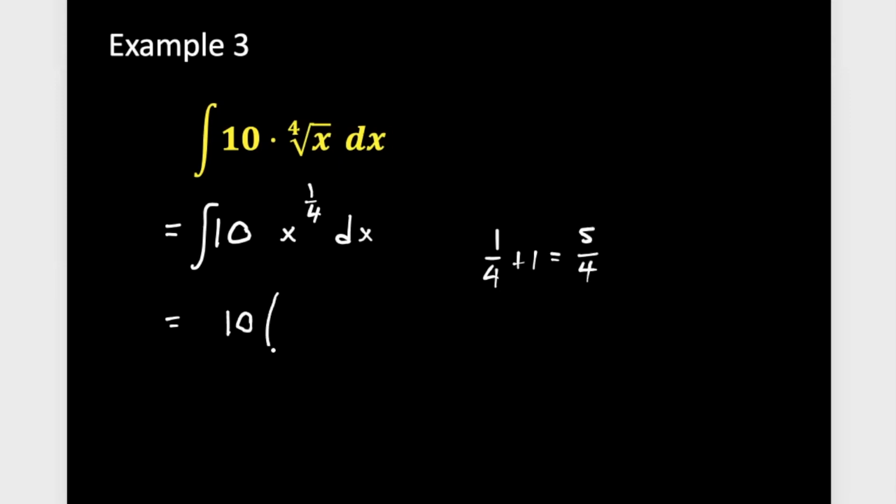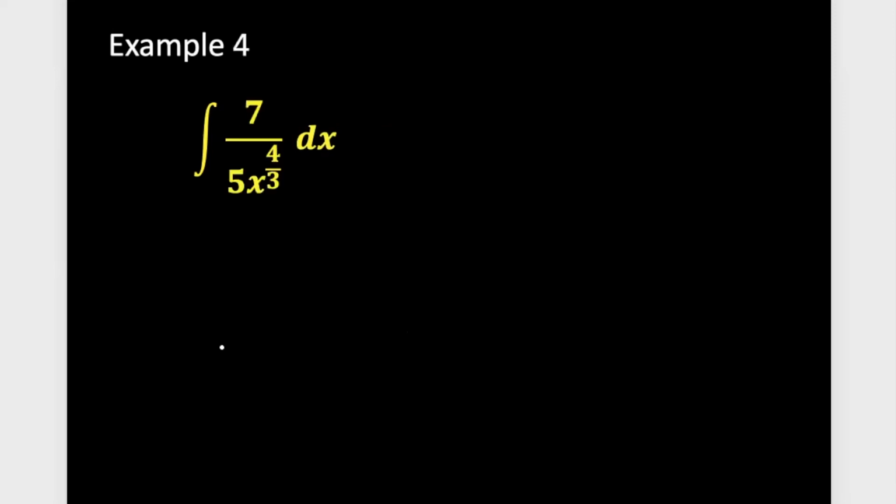So this is 10 times x to the 5/4 divided by 5/4. Or using my pattern of the checkerboard, you can just do that and add c. Now, 10 times 4 is 40 divided by 5 is 8. So that becomes 8x to the 5/4. Don't forget your constant.